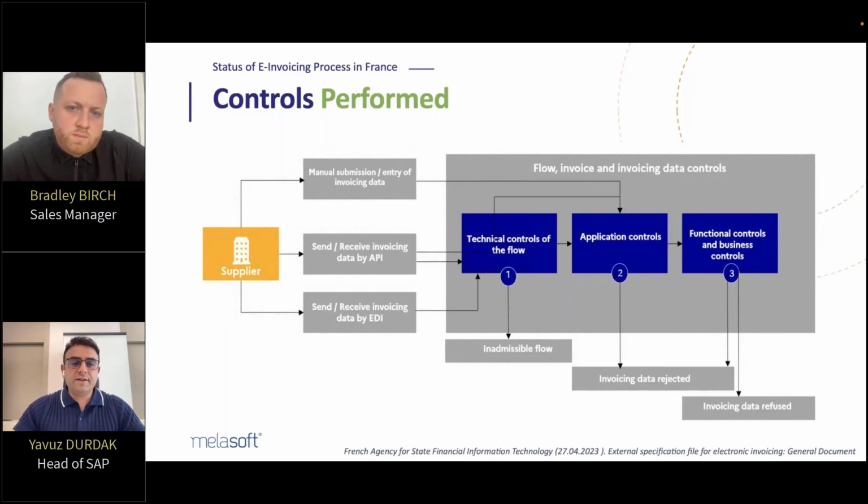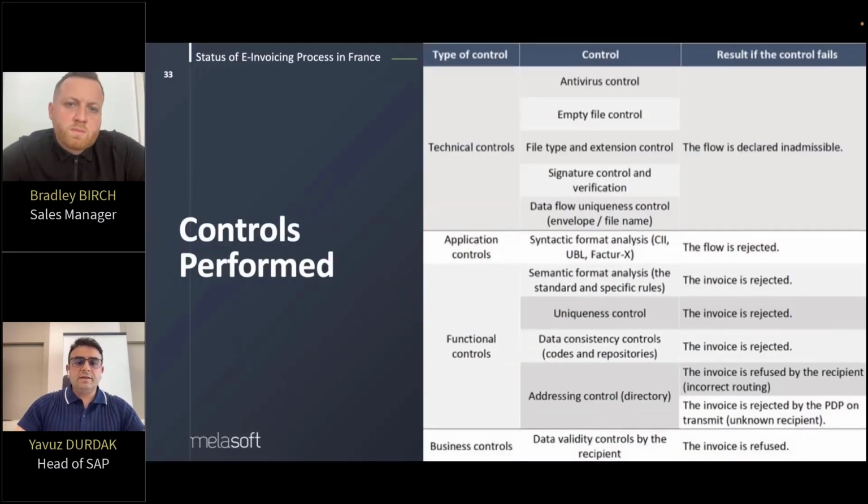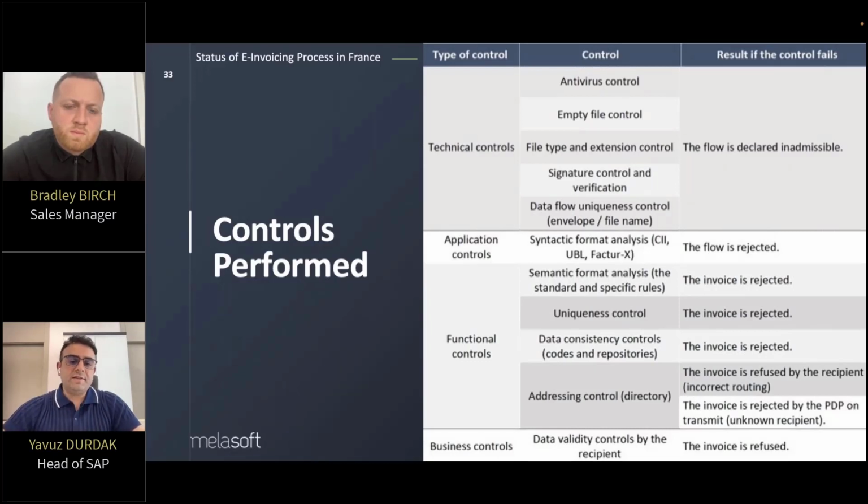During the life cycle, there are several controls that should be performed on the invoice. In this slide, you can see some example controls. For instance, for technical controls, antivirus control, empty file control, file type and extension control, signature control and verification, and data flow uniqueness control, all of these controls are done. If some problems are determined, an error message is sent together with the corresponding result if the control fails. The application controls, functional controls, and business controls are conducted by the public invoicing portal or the registered private platforms, and as a result of these controls, the invoice status is updated accordingly.